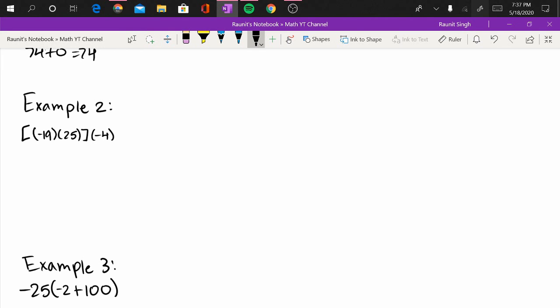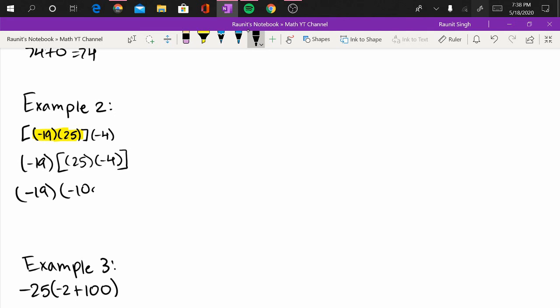Next example. So we have negative 19 times 25, end brackets, times negative 4. So we know that 25 times negative 4 is equal to negative 100, and that will make our multiplication a lot easier for us. True, we could do it like how it is, but it's going to be a lot more complicated than if we just use the associative property and shift it over. So we're going to have negative 19 brackets 25 times negative 4 end brackets.